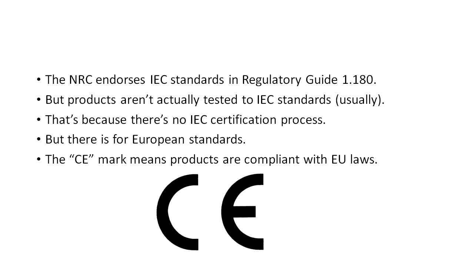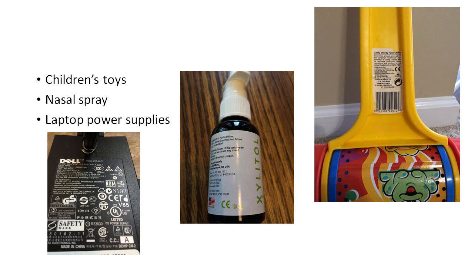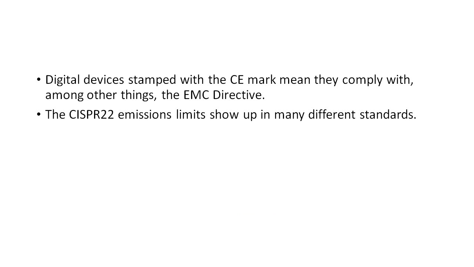Products that meet the European Union's EMC directive are stamped with the CE mark. You've probably seen this icon before. It's on many products even sold in the United States. Just as U.S. regulations extend throughout all sectors of the economy, the CE mark shows up on anything ranging from children's toys, nasal spray, and laptop power supplies. The CE mark means that the device is in conformity with the relevant European directive. For electric equipment, this usually includes the EMC directive, which means even though it may not be information technology equipment, it has probably had its emissions tested to one of the CISPR limits. Now I'll come back to that shortly.